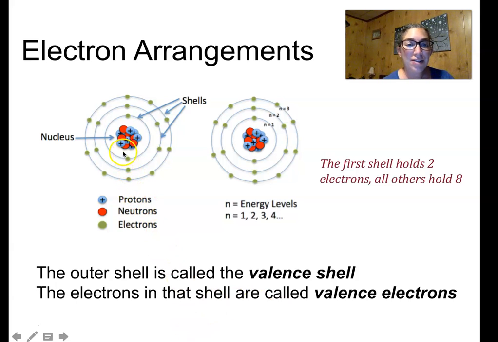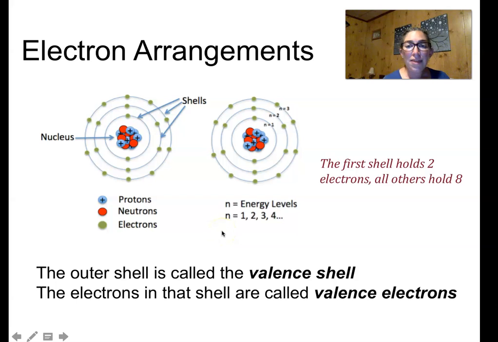So the first shell, or the first energy level, we represent the energy level with the letter N. So N equals 1 is the first energy level, and it can contain 2 electrons. So the first shell holds 2 electrons. But after that, each one can hold 8 electrons. That's again a bit of a simplification that, if you take a higher level chemistry class, you'll learn is not quite true. But for this class, that is a good basic explanation.